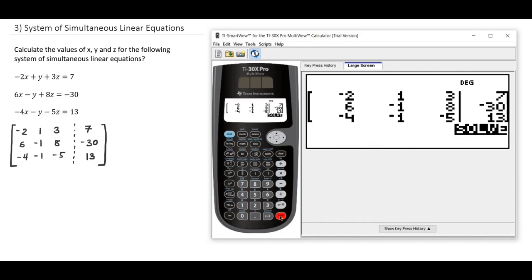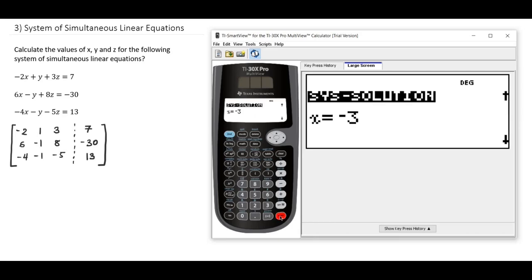So now we can solve the matrix. And this is really awesome because once you hit solve, you can see that it solves the x, y, and z values for you. So it solved the equation: x equals -3, y equals 4, and z equals -1.